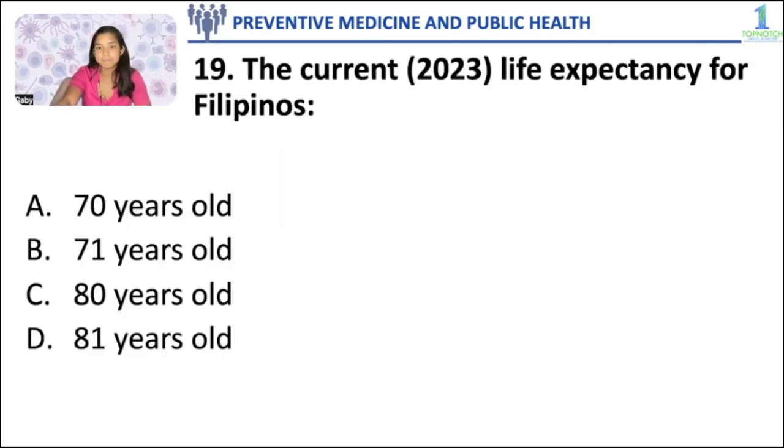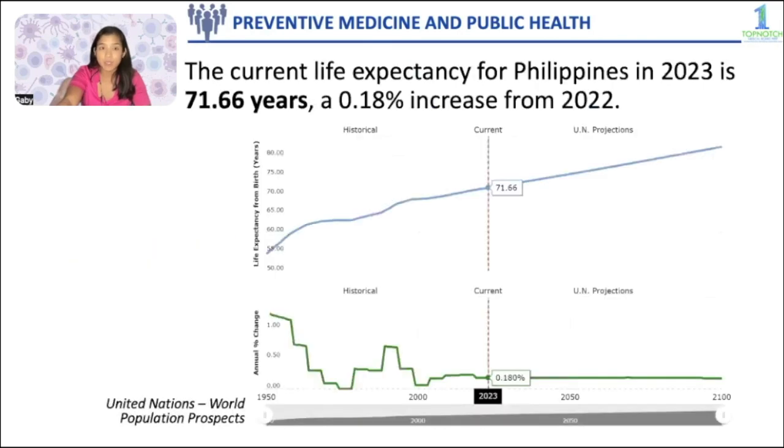All right. The current 2023 life expectancy for Filipinos is 70 years, 71 years, 80, or 81 years. So sometimes these questions do come up in the board, so you need to know in 2023, the average life expectancy is 71 years. So this is from the United Nations data. There's a 0.18% increase from 2022, we are now at 71.66 years life expectancy.